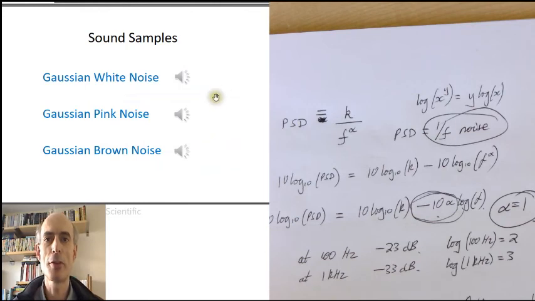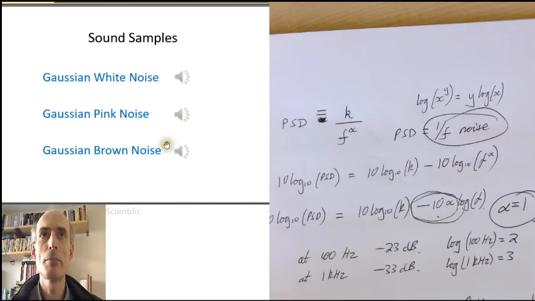In terms of what they sound like, this. First, Gaussian white noise. And now Gaussian pink noise. And now Gaussian brown noise. And I think it's quite evident that there is a distinct difference in how these colours of noise sound to the human ear.